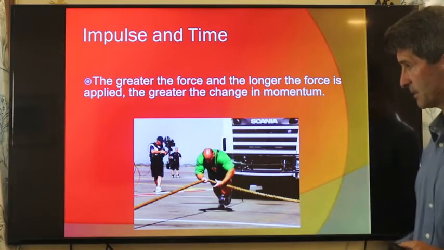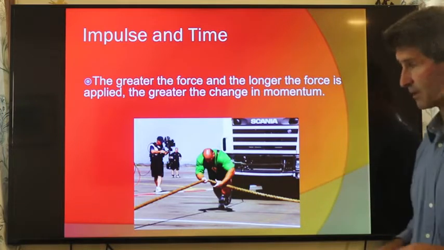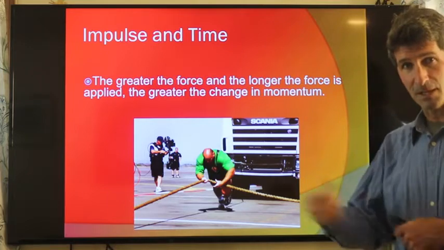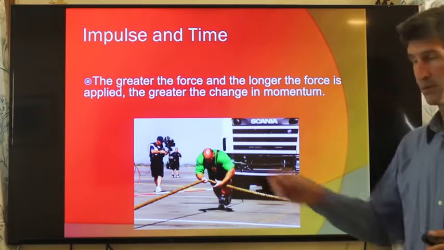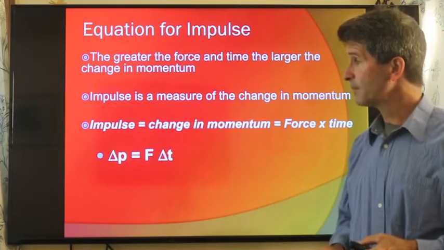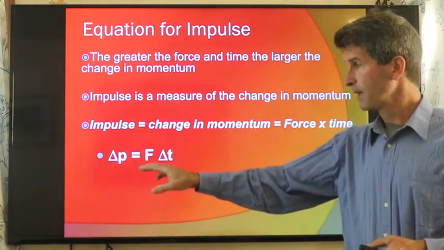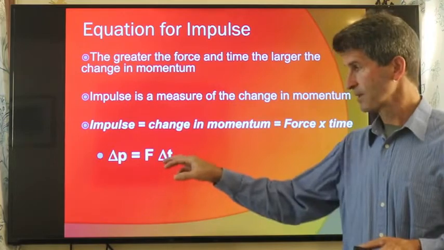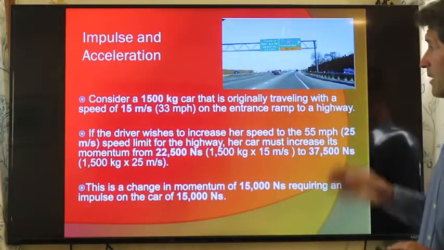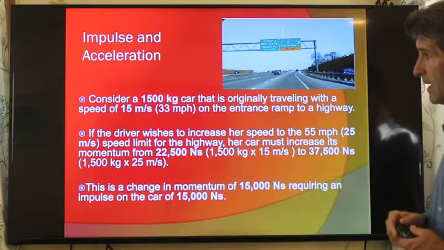This is a strongman competition where this person's actually towing a crane, and to apply an impulse here, not only is he applying a lot of force, but he's doing it over a long period of time pulling on this rope. So again, the equation for impulse is how much force we put on times how much time goes by. That's impulse. So for instance, let's do this with a car.